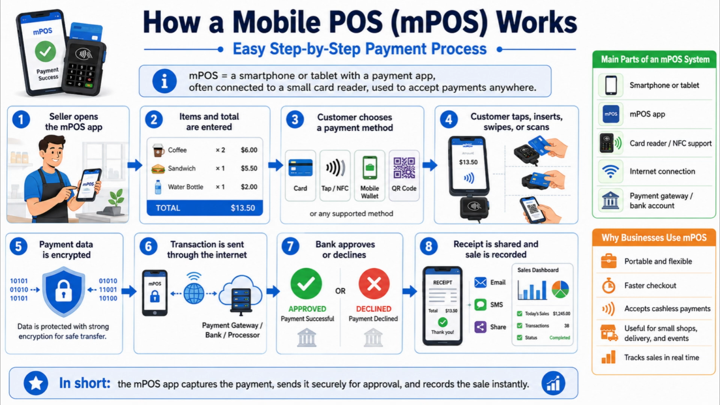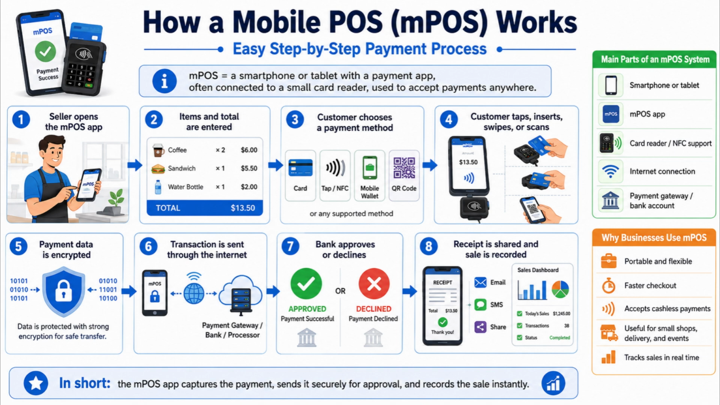On the other hand, if the customer uses a phone wallet or QR code, the payment can be completed through the mobile device. After the payment details are captured, the mPOS system encrypts the payment data. This means the customer's card or wallet information is changed into a secure protected code so that it cannot be easily stolen during transfer. Then the encrypted transaction is sent through the internet.